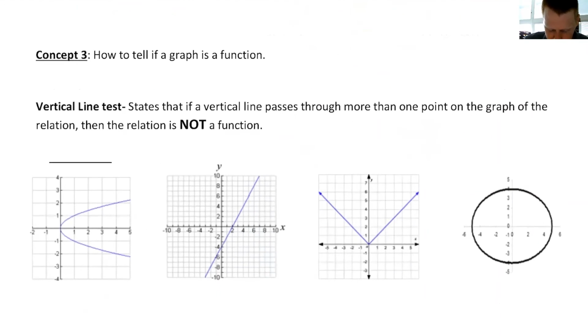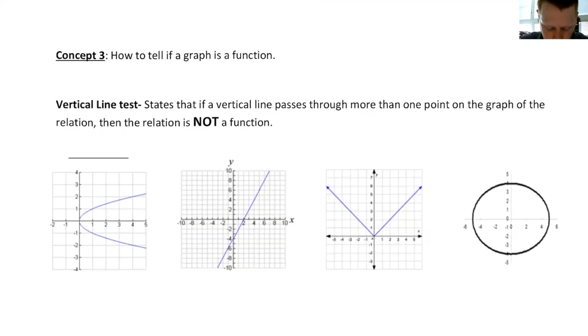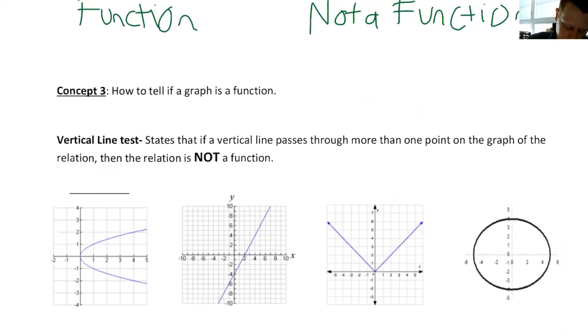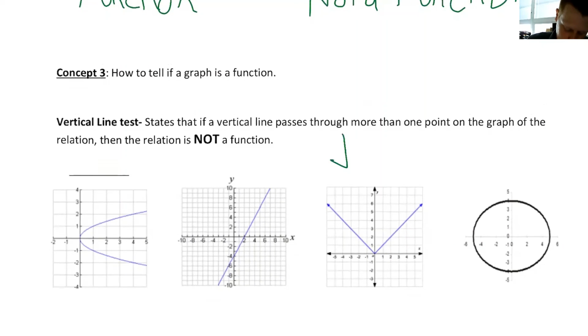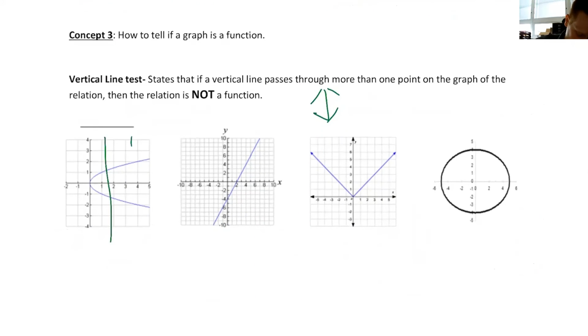And then the last concept we're going to look at is how to tell if a graph is a function. There's something called the vertical line test, but basically it states that if a vertical line passes through more than one point on a graph, then the relation is not a function. And just keep in mind, vertical lines go up and down, like your vertical is how far you can jump. But you want to visualize in your head, if I draw vertical lines, is there anywhere that hits the graph in more than one spot? So like 2 or more spots.